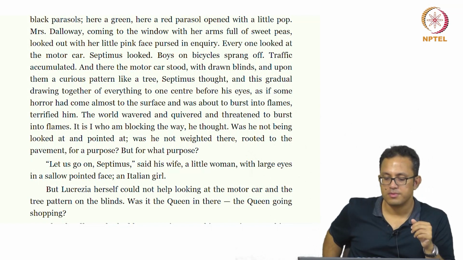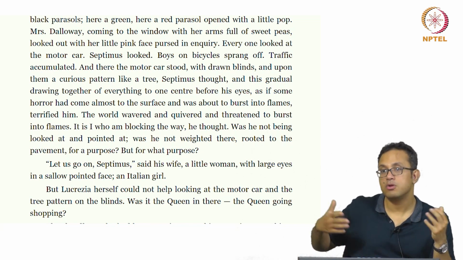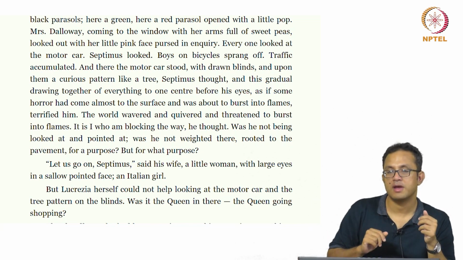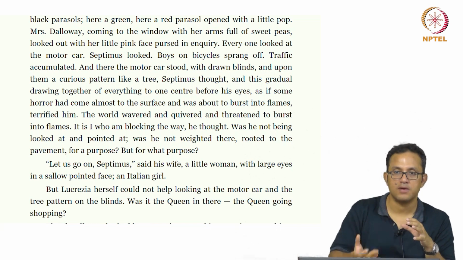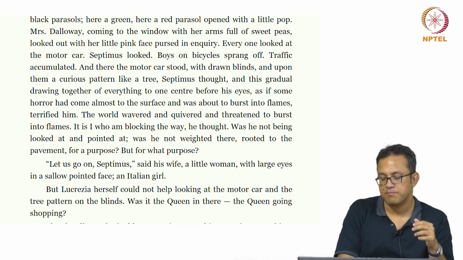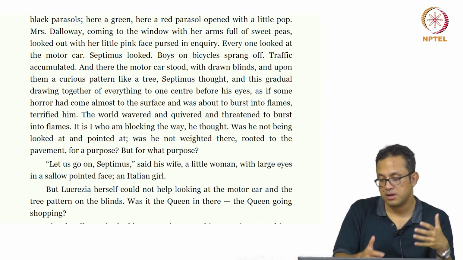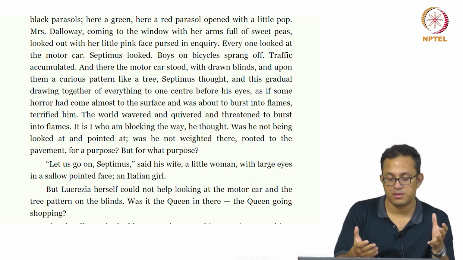"Septimus," said his wife, a little woman with large eyes and a sallow, pointed face, an Italian girl. So it's also important to see how many white British men over here end up marrying non-British women. Septimus over here is married to an Italian girl. And it's interesting because Italy was not really an ally of England in the First World War. So the marital relationship he develops with this girl, and obviously they end up marrying each other, is important against the political context in which this novel is written.